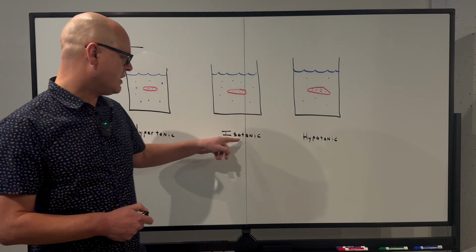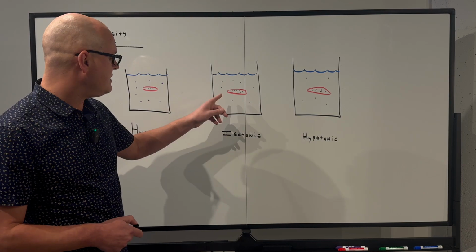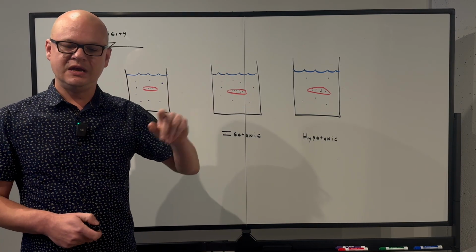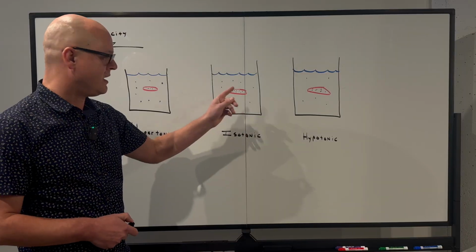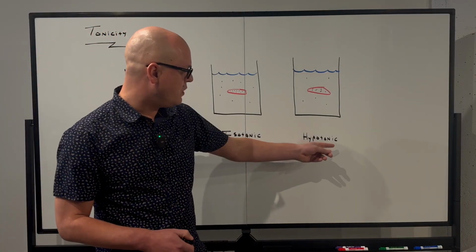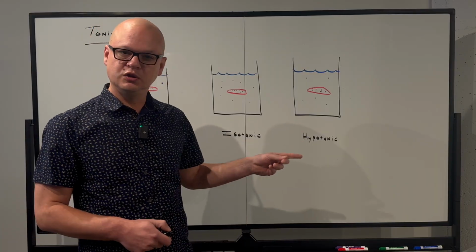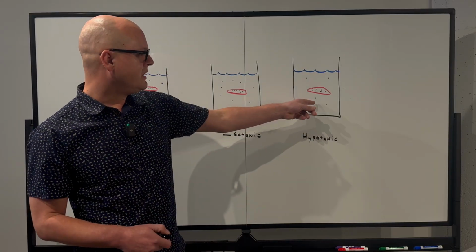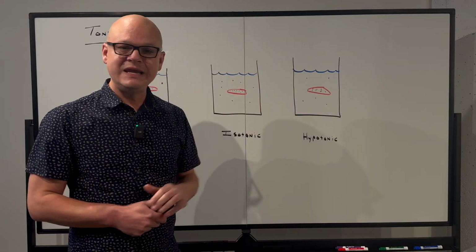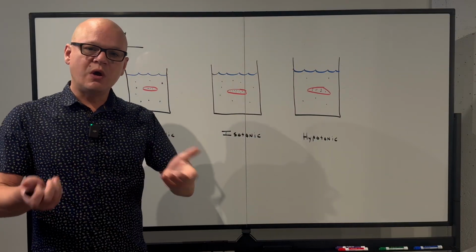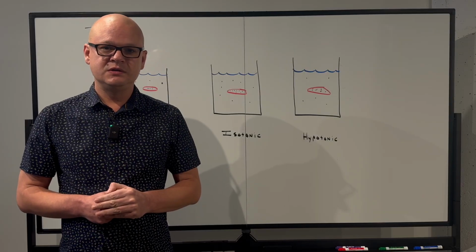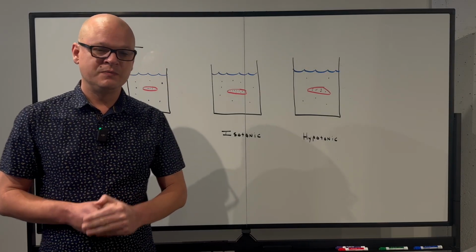For an isotonic solution, we have the same concentration of solute outside of the RBC in the solution as we have in the intracellular solution. For a hypotonic, hypo meaning lower, we're going to have less solute surrounding the cell than is found inside of the cell. So how is the red blood cell going to react in each of these different solution environments?